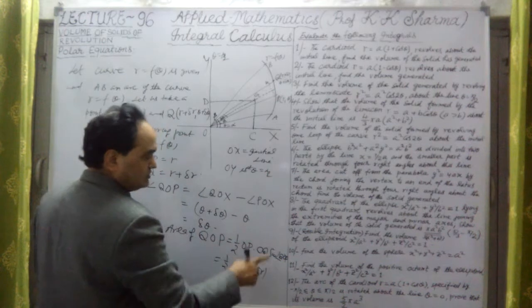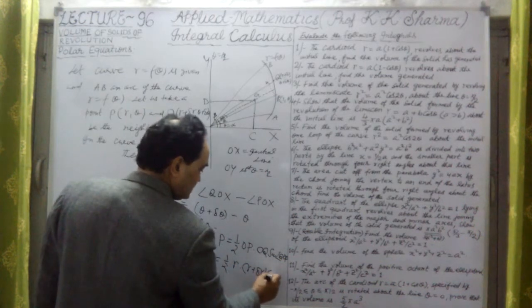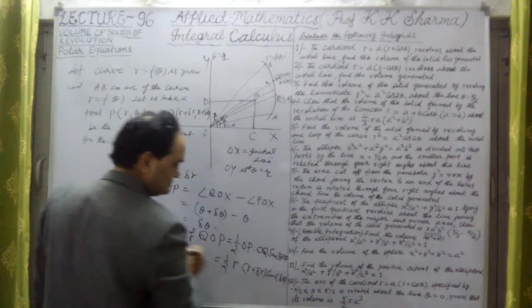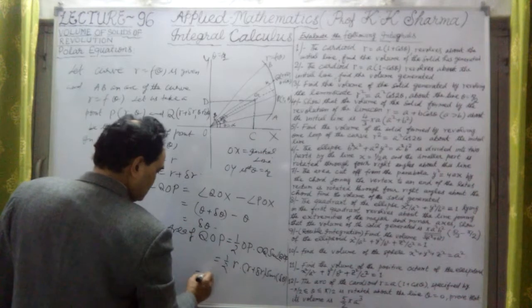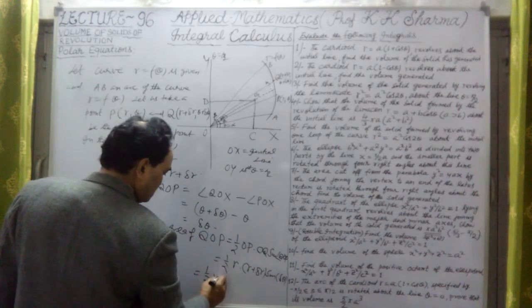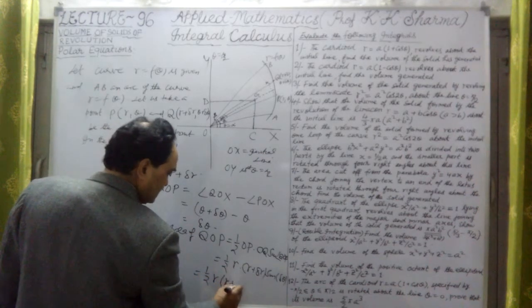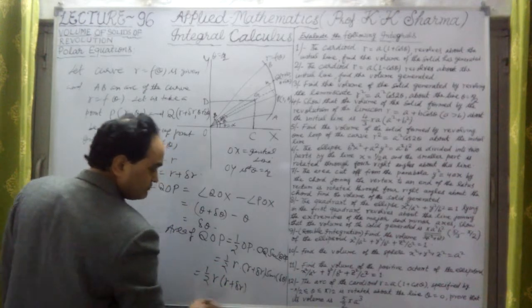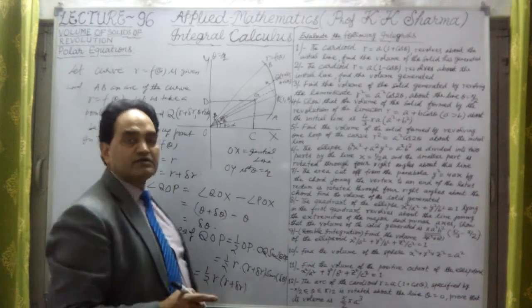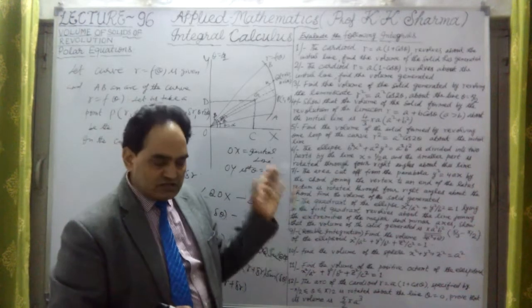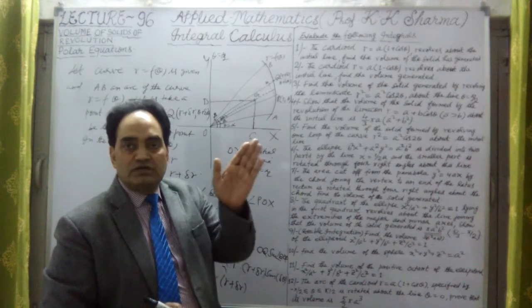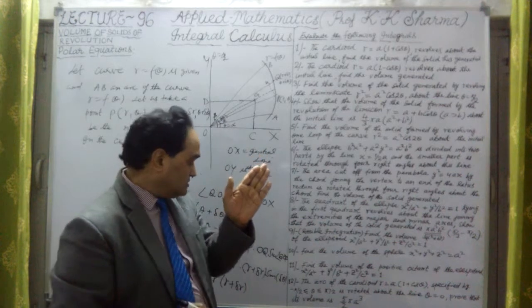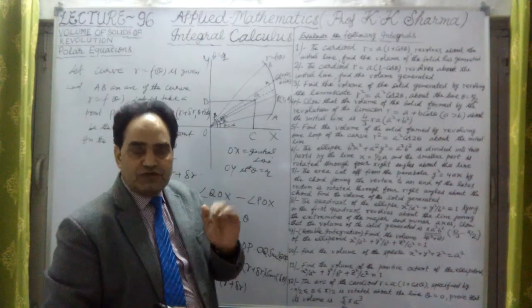Sine of angle delta theta. This is delta theta, sine delta theta here. If I open this, it will give us 1/2 R. Within the bracket, it is R plus delta R into, if I open sine delta theta, then it is delta theta minus delta theta whole cube upon factorial 3 plus delta theta whole 5 upon factorial 5, etc.